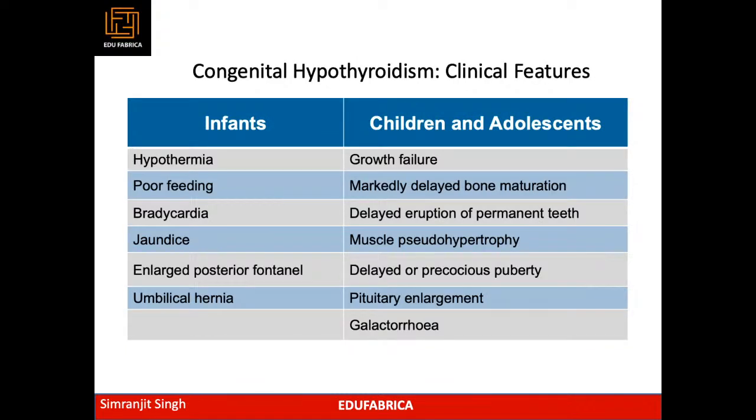And there are congenital hypothyroidism clinical features. In infants it happens: hypothermia, poor feeding, bradycardia, jaundice, and large posterior fontanel, umbilical hernia. The children and adolescents have growth failure, markedly delayed bone maturation, delayed eruption of permanent teeth, muscle pseudohypertrophy, delayed or precocious puberty. So all these things are possible in children also.